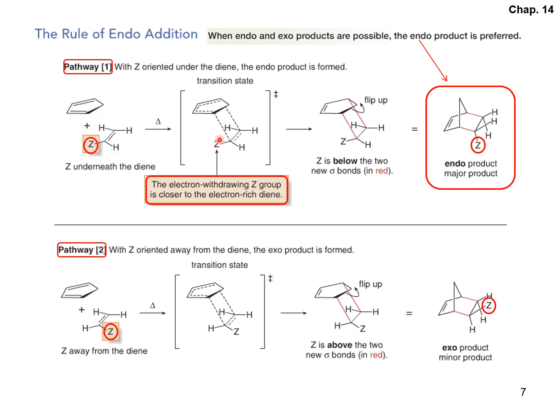And there's something called secondary orbital effects, which are a kind of bonding effect between orbitals on the Z group. Don't forget the Z group could be a carbonyl, or it could be some other unsaturated group that has pi electrons. So there's a favorable bonding effect that's allowing this transition state to be lower in energy than this transition state. And so that's why this is the product that forms fastest, the kinetic product. So the rule of endo addition says that if you have a choice between the formation of the endo or the exo product, the major product, the one that forms first, is going to be the endo product.